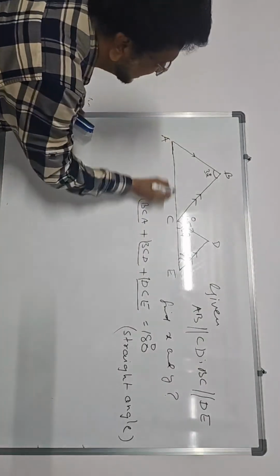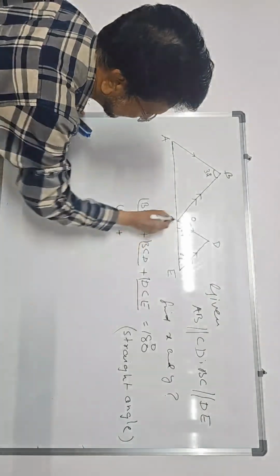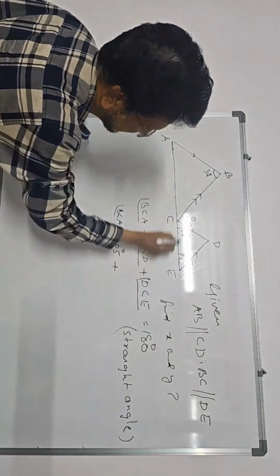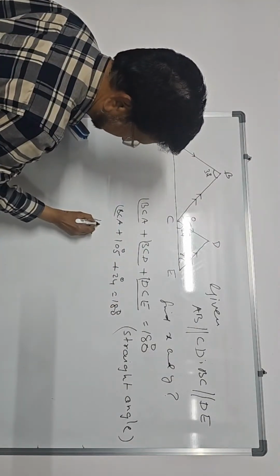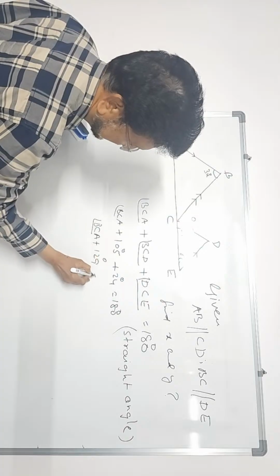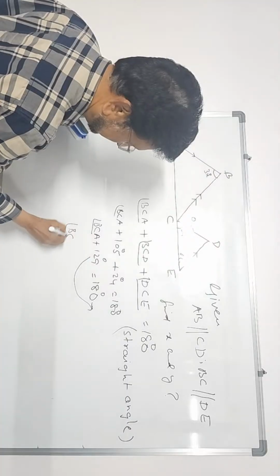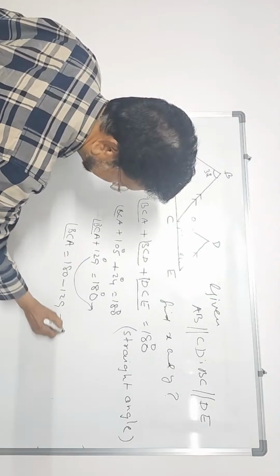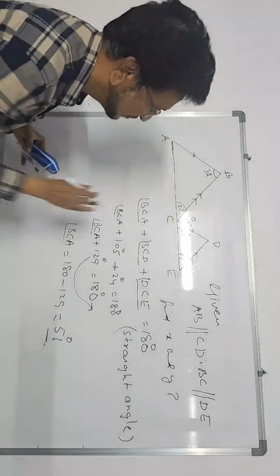BCA angle we have to find out. Plus BCD is 105. Plus DCE, this angle is 24, is equal to 180. BCA plus 105 plus 129 degree is equal to 180. Take this to right side. BCA angle is equal to 180 minus 129 means 51 degree. This angle we found as 51 degree. Okay.